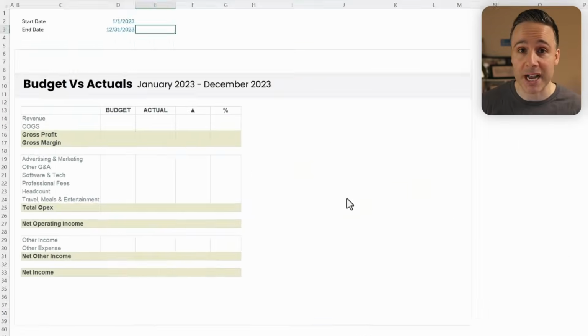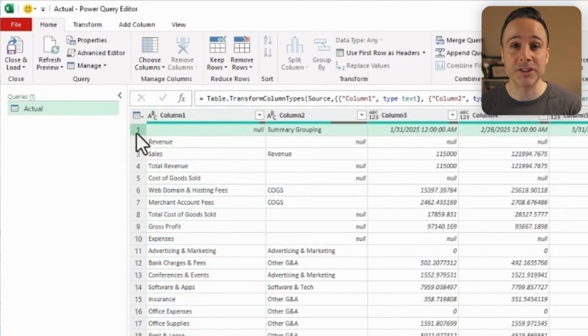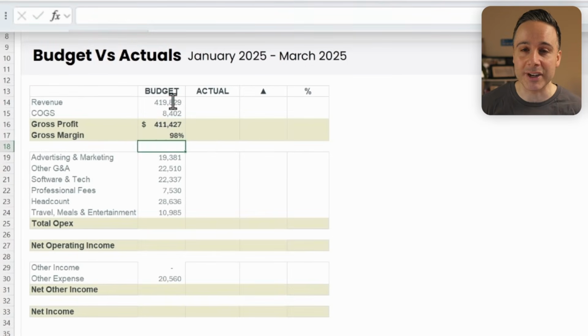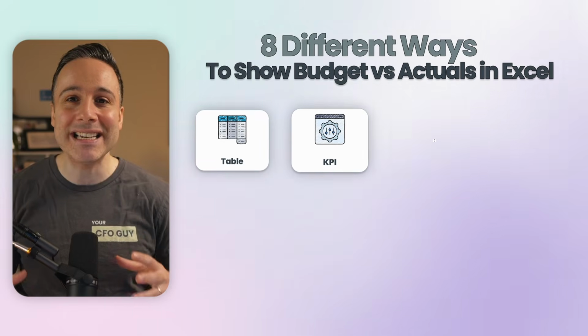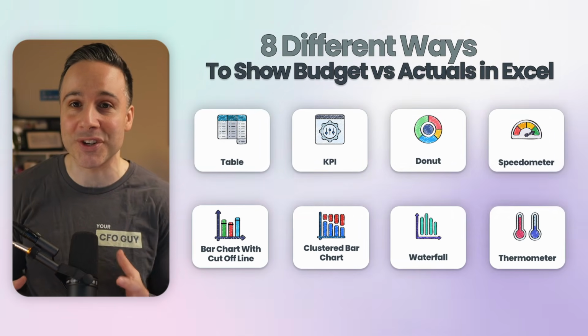So in this video, we're gonna cover how to prepare a budget versus actuals, how to dive into the details of this report to provide the right commentary, and then finally, we'll cover 8 different ways that you can present your budget versus actuals. And before you can create a budget versus actuals, well, you actually need a budget.